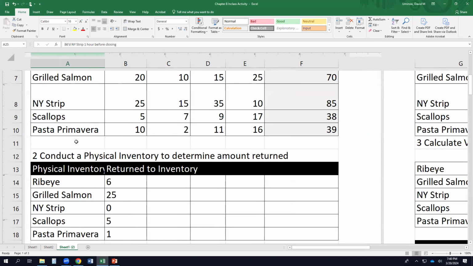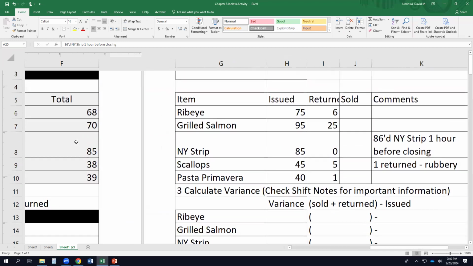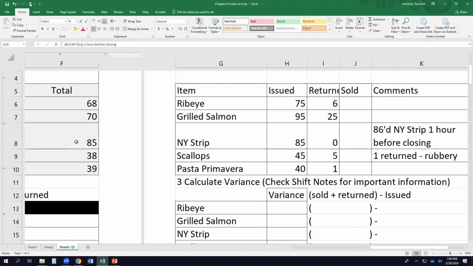Okay, so let's go to your product usage. Your product usage is on the last page. Okay, the product usage is on the last page.